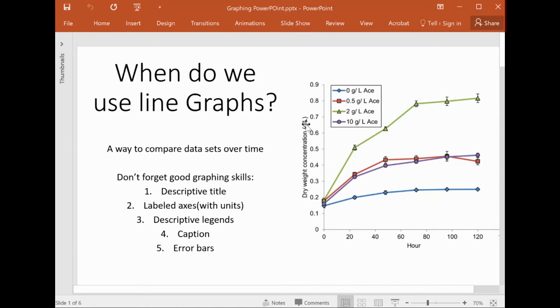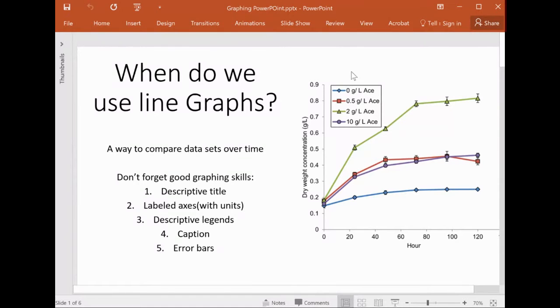All right, make sure you're labeling your axes, right? So dry weight, concentration, and then make sure you put your units. So this is grams per liter, and then you can put time down here in hours or time in minutes or whatever. And then make sure you always have a legend. So you can see here they use different colored lines with different shapes, so you could tell which line represented what category of data.